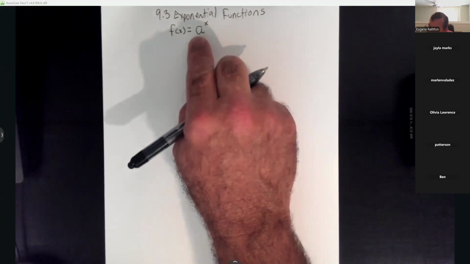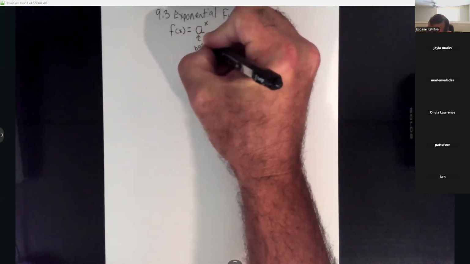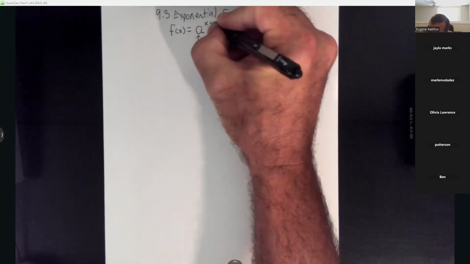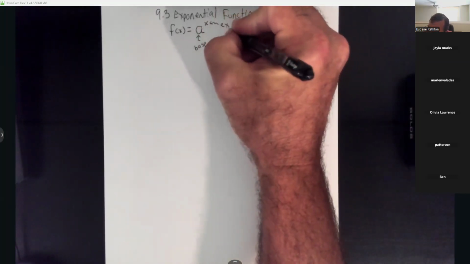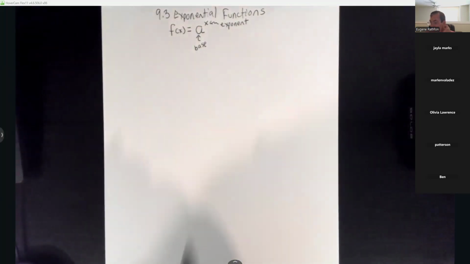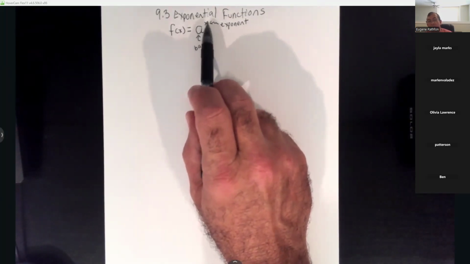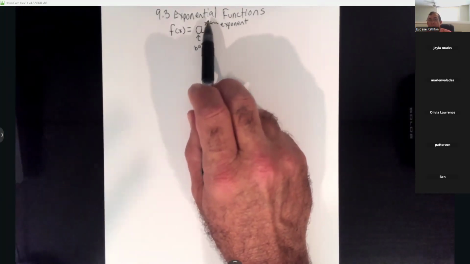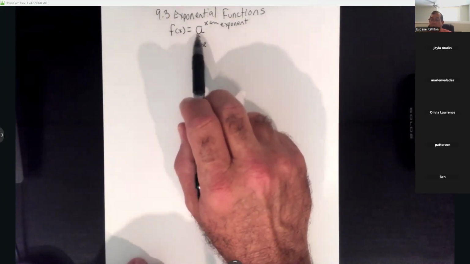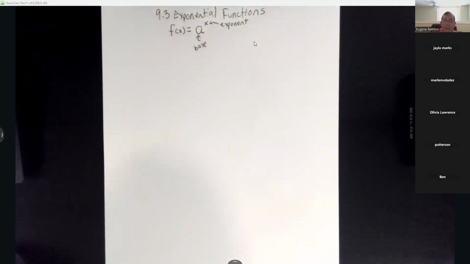So exponential functions will have a base. That'll be some number. And then the variable is actually the exponent on those. So this could be like 2 to the x, 3 to the x. But y'all, now the variable's an exponent instead of down here where the base is, okay? Add that one in real quick.